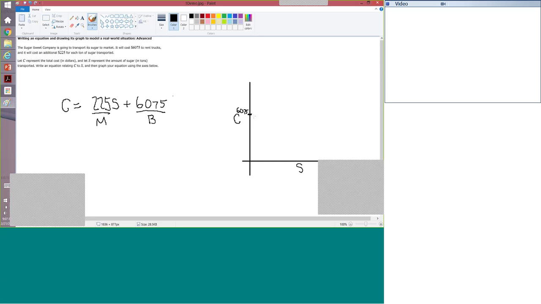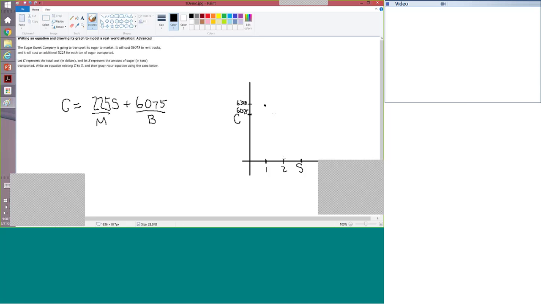And then if we say that this is for 1 ton of sugar, 2 tons of sugar, 3 tons of sugar, and so on and so forth, we would get a line of variance there. If we just do 1 ton of sugar, then we have 1 going in for our S, so we have 225 times 1 is 225, plus the 6,075 would be 6,300. So I'm going to put a point right here and say that that is 6,300.